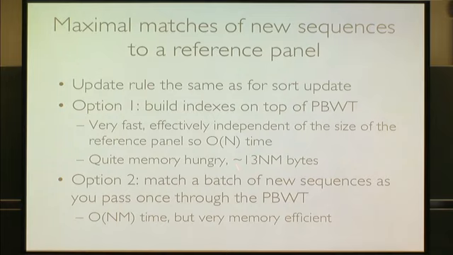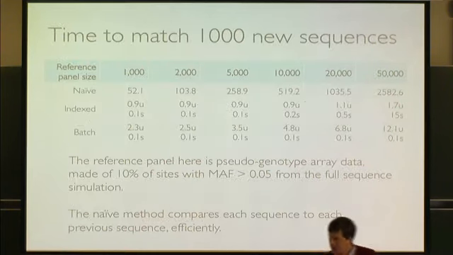So another approach is to match a batch of new sequences, basically to build a new structure with the new sequences alongside the old ones and sweep through the whole thing once. So this is order nm in time, but it's very memory efficient. And if we do that, I've got here 3 methods. Naive, where I match each sequence in turn to each of the other sequences. That scales, going from 1,000 up to 50,000, linearly, so this is 50 times as long as that. When it says naive, actually it's quite a clean implementation, I should say. It's efficient matching of one sequence to another at a time.